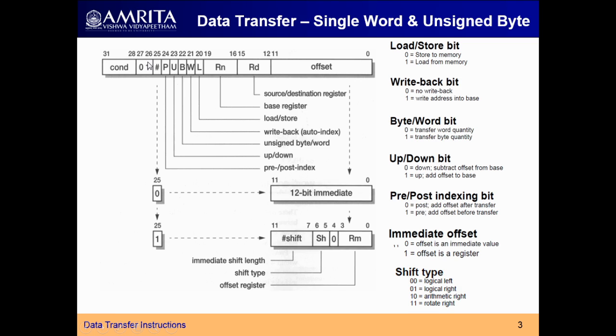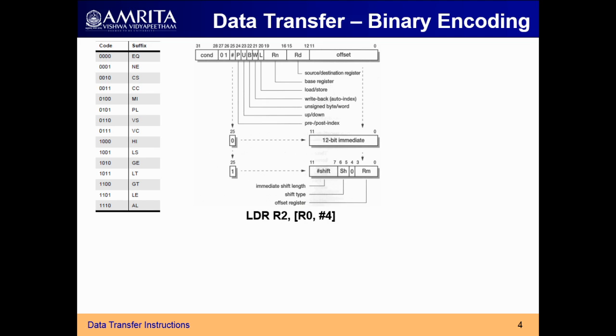Then bit number 26 and 27 will be reserved as 0 and 1. It is already fixed. Finally, bit number 28 to 31, these are the condition bits. So based on the condition, whatever you are writing in the instruction, these condition bits will be set. Now we will see in detail about this binary encoding with the help of an example.